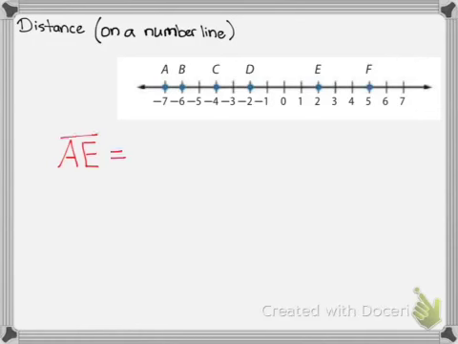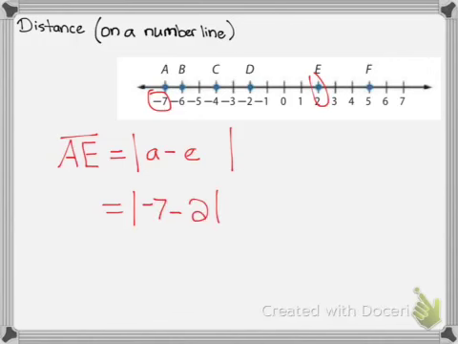It's just going to be the absolute value of the coordinates associated with it. So it's the absolute value of A minus E. Here, we know that A is at negative 7 and E is at positive 2. So it's the absolute value of negative 7 minus 2, so the absolute value of negative 9, which we know is positive 9. We can never ever have a negative distance.